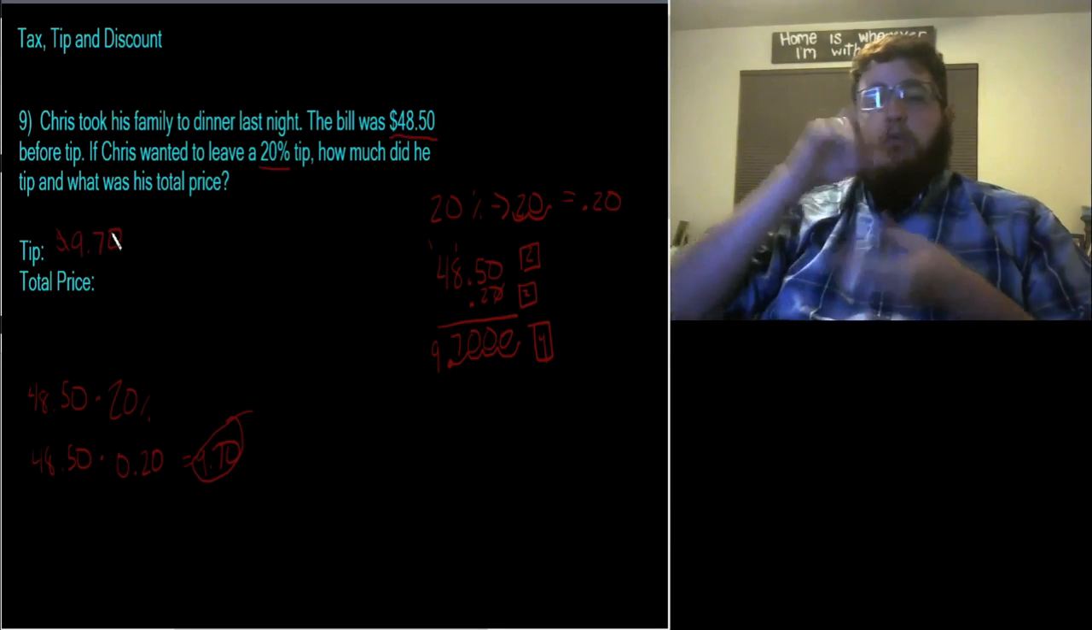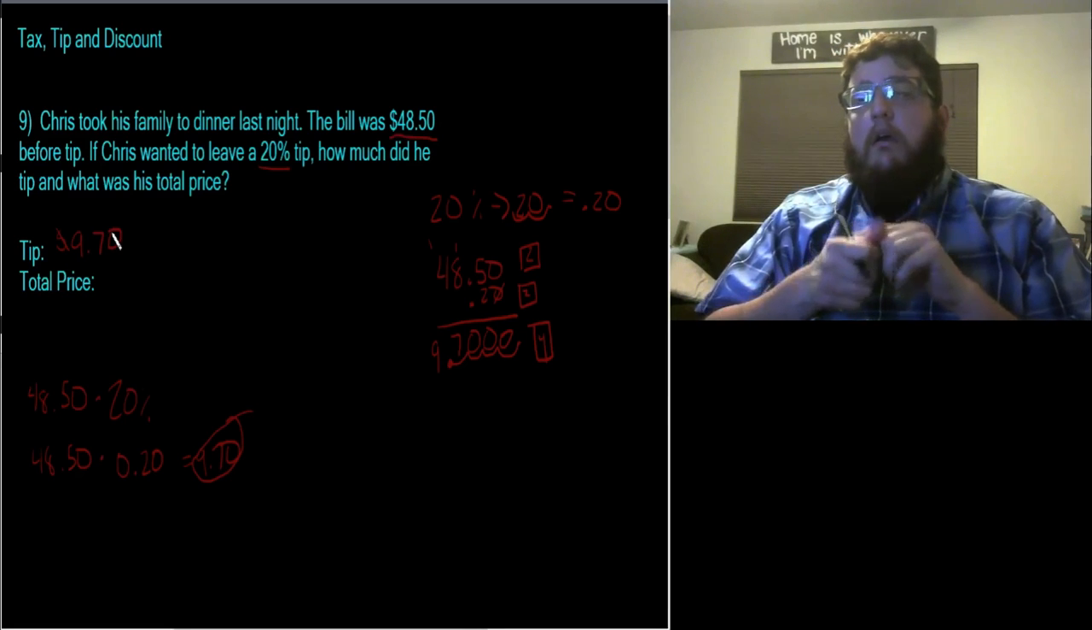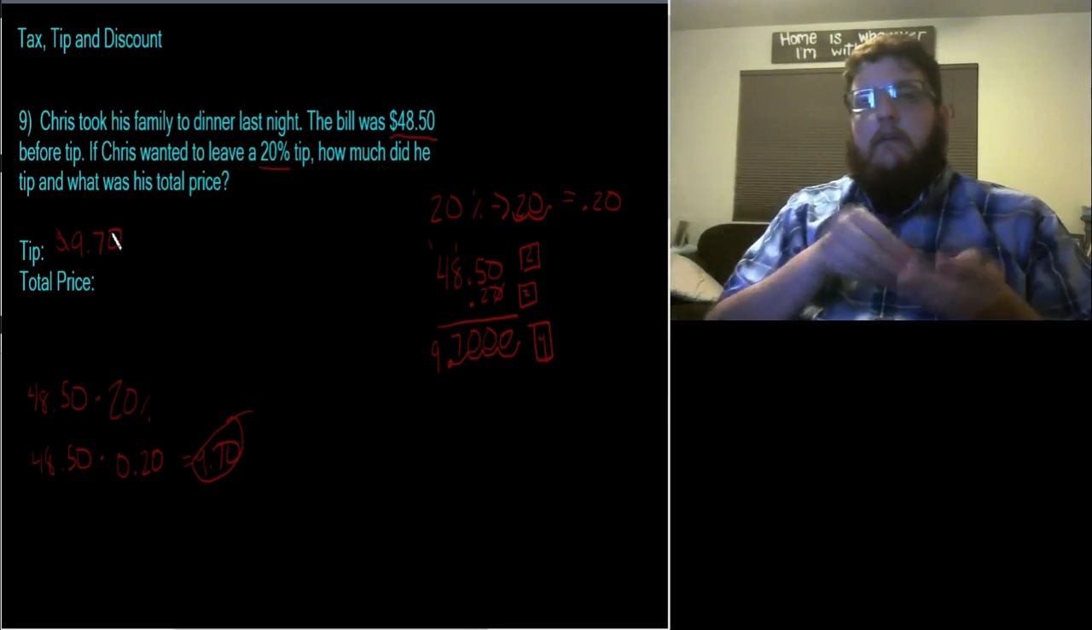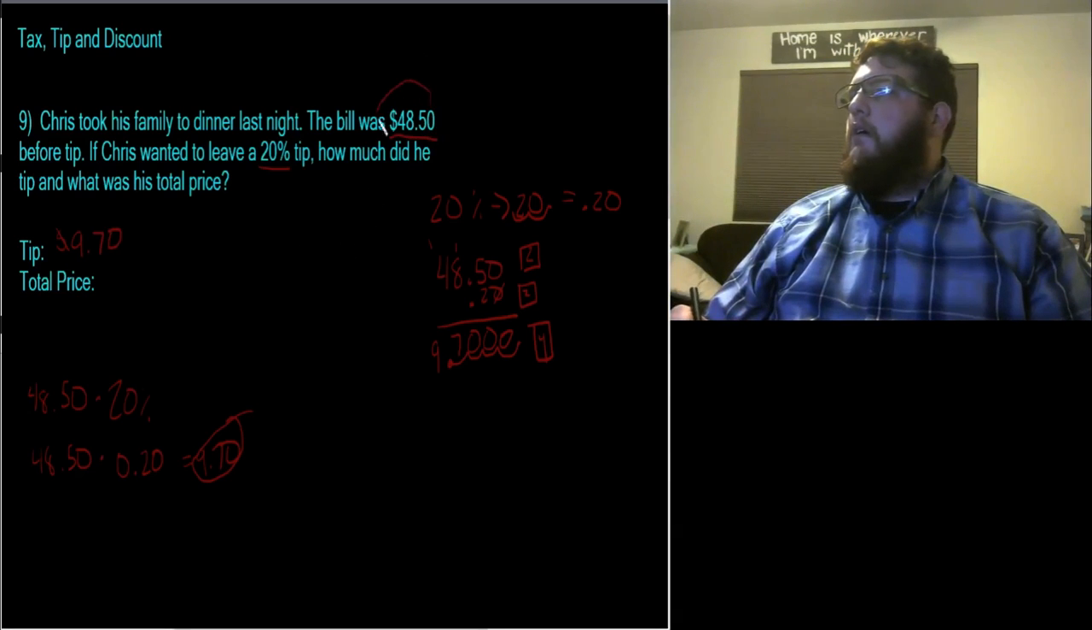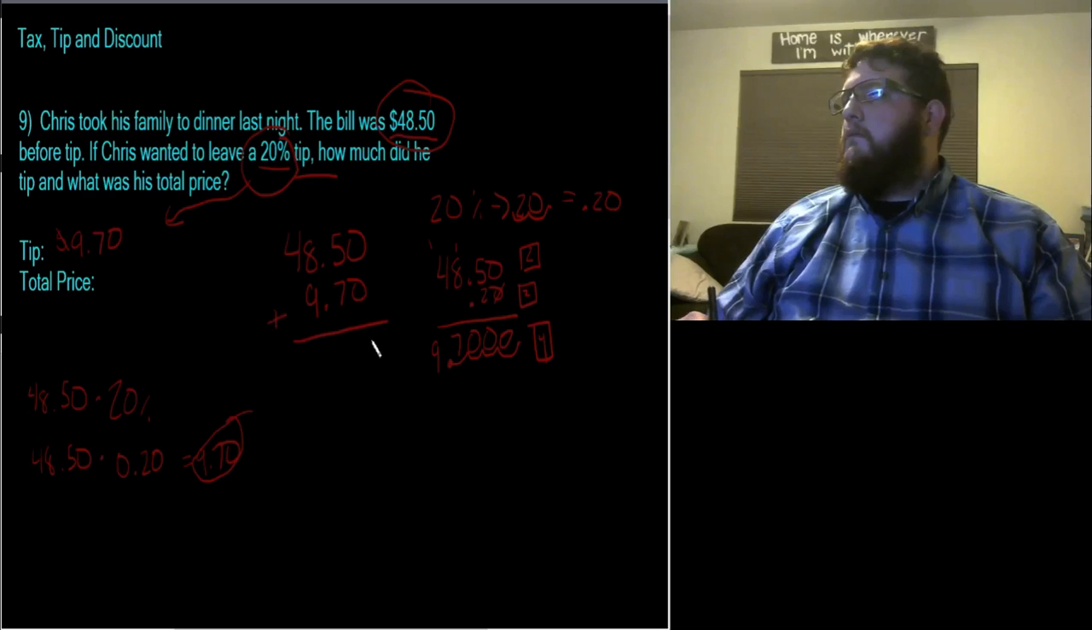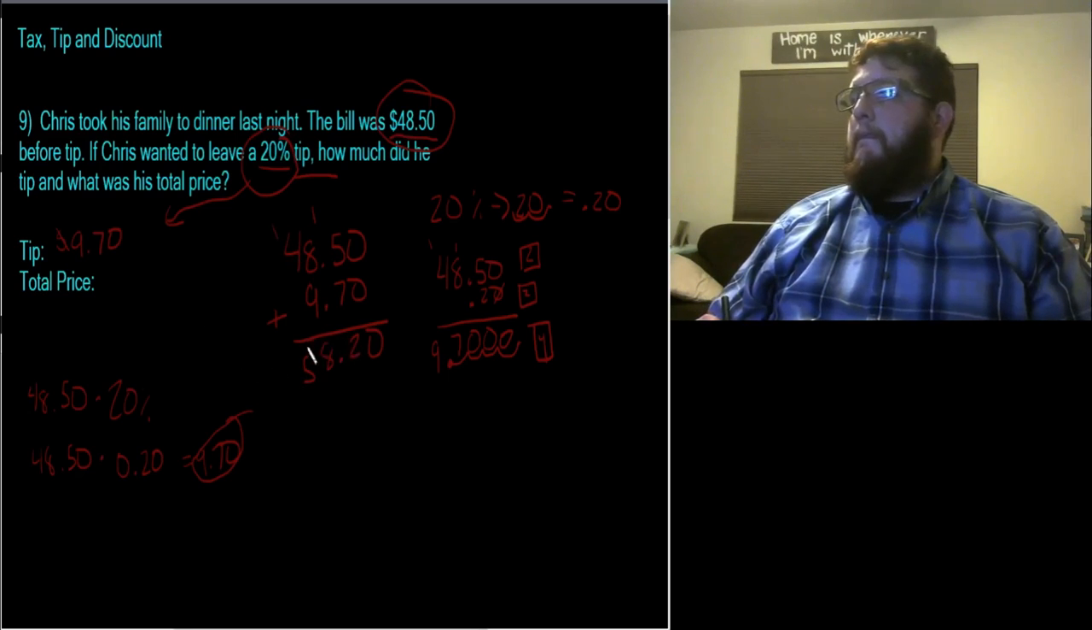Now, in order to figure out my total bill, I'll need to take that tip and add it to my bill. My bill was $48.50. Now I have to add in the amount that I have to pay extra in tip, and that will be my total price. So $48.50 plus our tip, which was 20%, or $9.70, which we found out. And we'll just add those straight up. Make sure and line up our decimal point. We're left with $58.20.